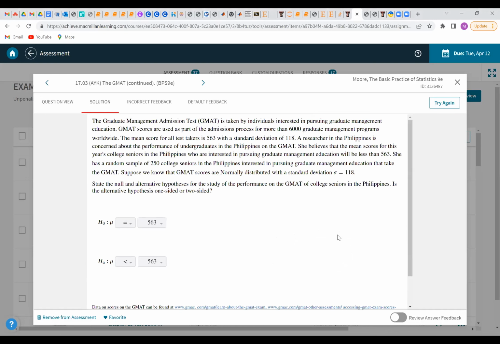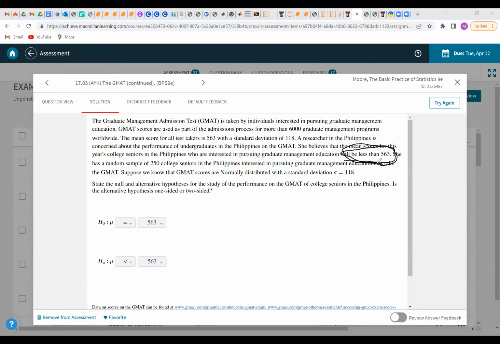Okay, so now this is about hypothesis testing. So let me write down the information from this question. We need to test whether the mean score for this year's college seniors in Philippines who are interested in pursuing graduate management education will be less than this one. So we want to test whether the mean score is less than 563 or not.